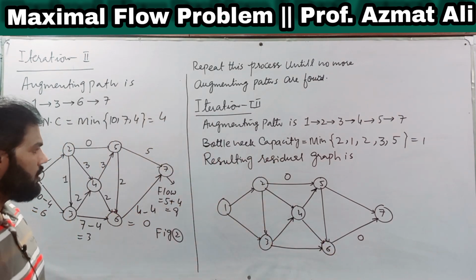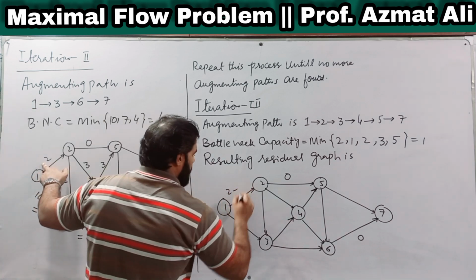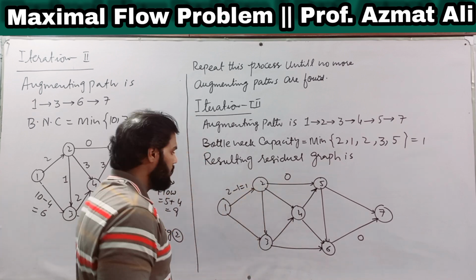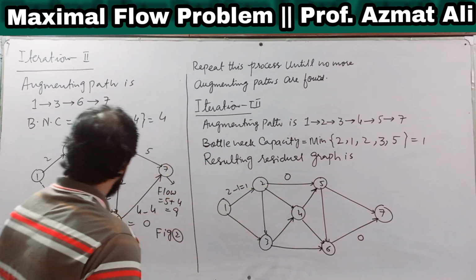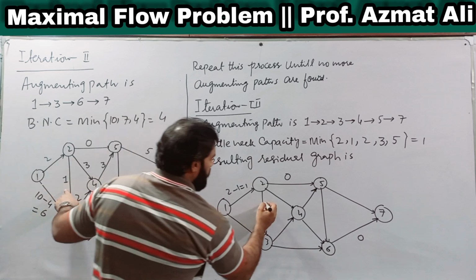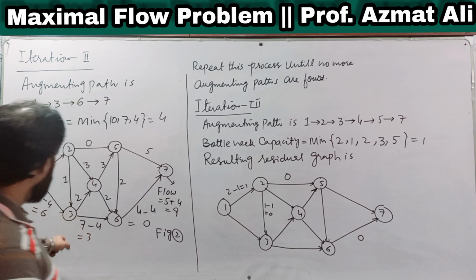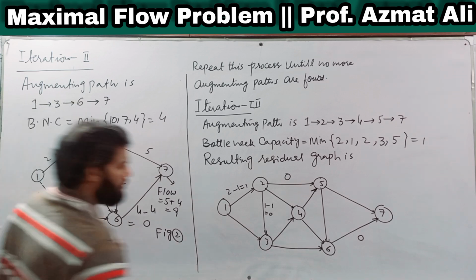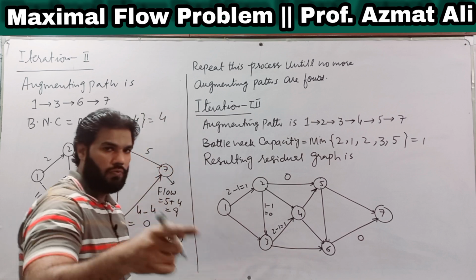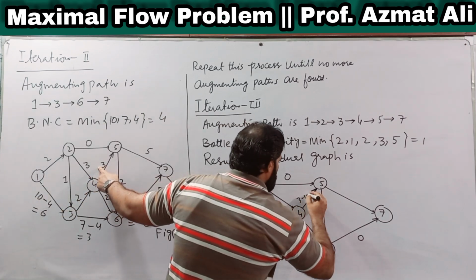Next, the residual capacity now. This is 2 units minus the bottleneck capacity 1, this will become 1. From 2 to 3, this is 1, 1 minus 1 is 0. From 3 to 4, this is 2 units, 2 minus 1 is 1. From 4 to 5, this is 3, 3 minus 1 is 2.